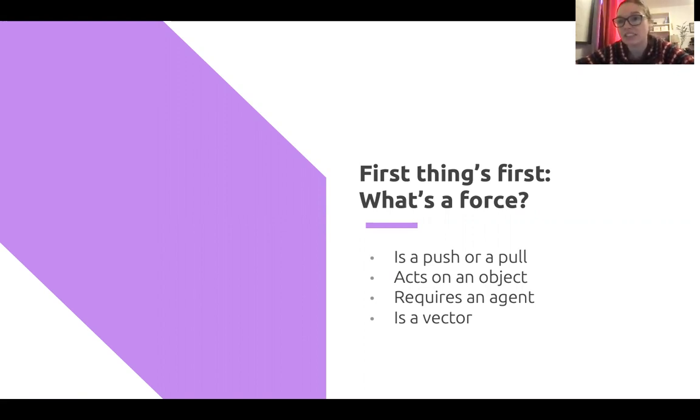Forces don't exist independently of an object, right? They're not just out there somewhere. They have to be applied to something and act on something. It requires an agent, so something has to be doing the applying. Something needs to act on the object in order to apply the force. Finally, we know that since acceleration is a vector, force is also a vector. So we're going to be treating force as a vector from here on out.